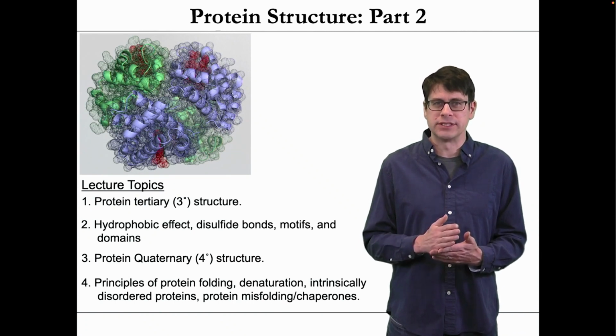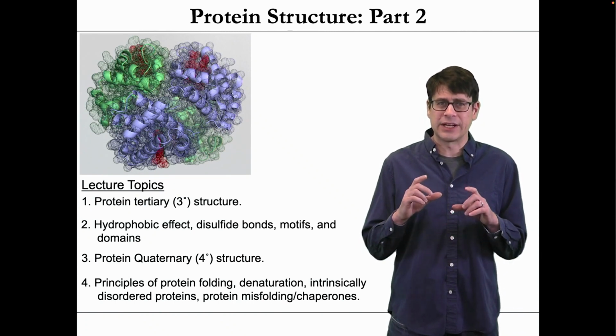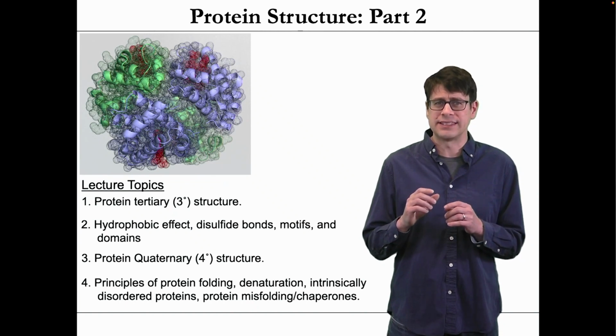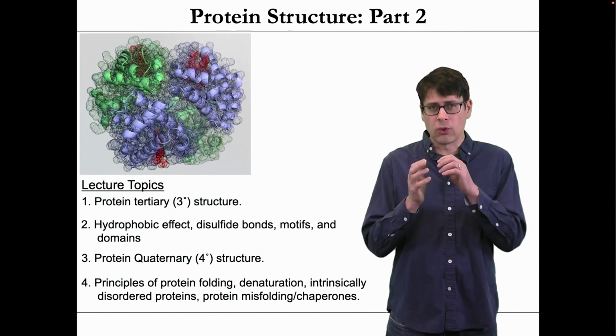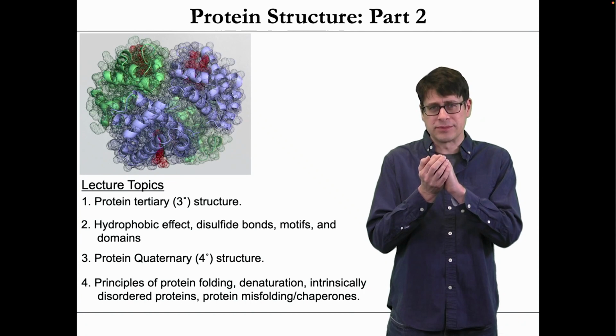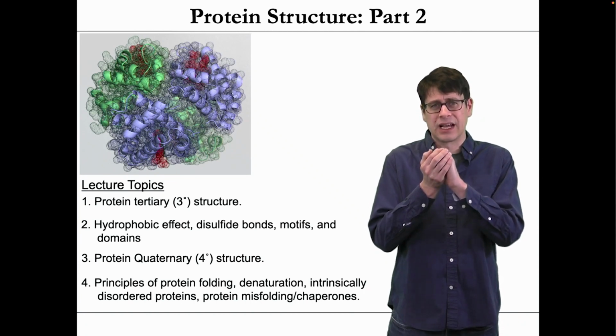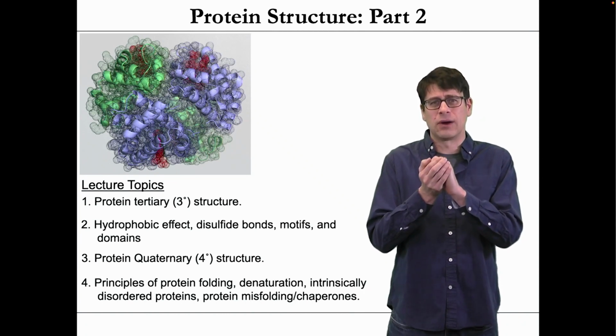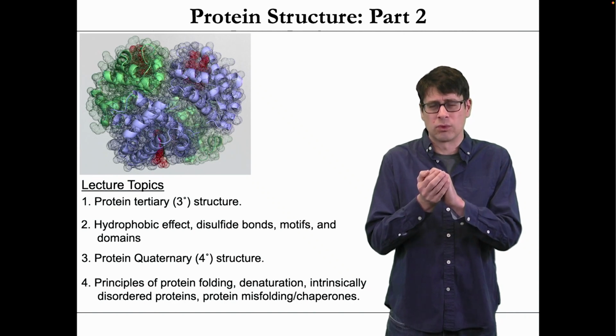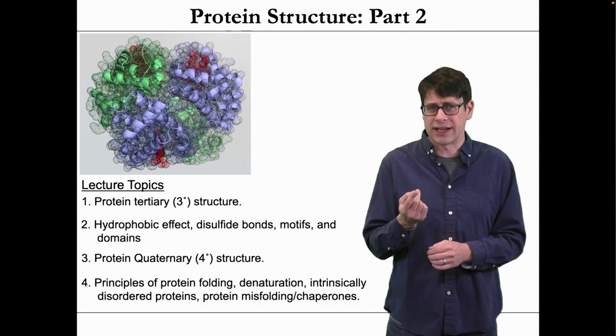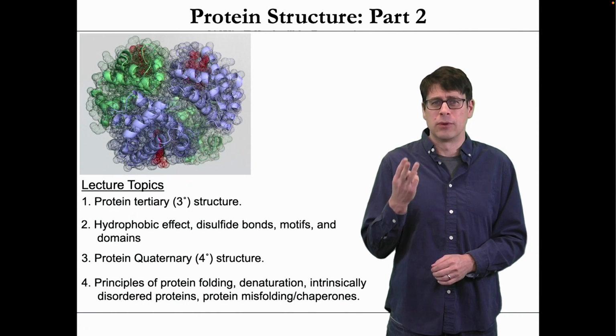So tertiary protein structure is where those secondary structure elements such as alpha helices and beta sheets will fold, and the entire protein polypeptide chain will fold into a tight, compact globular shape that will dictate its function. So we'll discuss concepts like the hydrophobic effect, disulfide bonds, motifs, and protein domains.